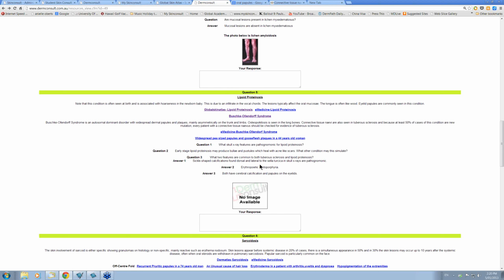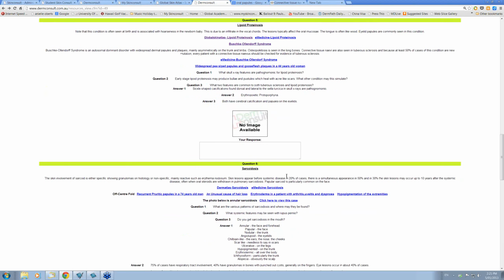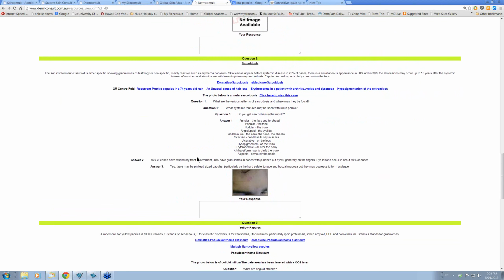Sickle-shaped calcifications found dorsal and lateral to the sella turcica, and skull X-rays are, sorry, what was the third place? No, there were only two questions. Question 3, what two features are common to both tuberous sclerosis and lipoid proteinosis? Both have cerebral calcification and papules on the eyelids. Okay, fair enough. Sarcoid.